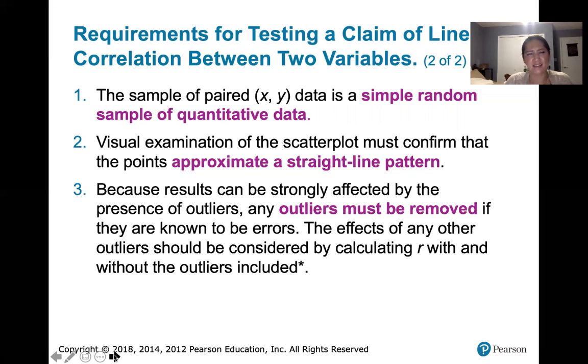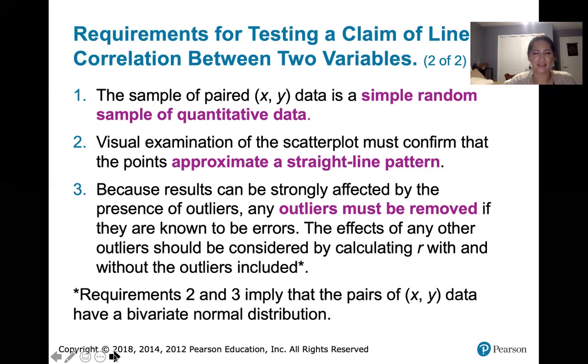And then because results can be strongly affected by the presence of outliers, as can be seen from that first formula, which deals with the number of standard deviations a particular value is above or below the mean, any outliers that are known to be errors must be removed before we calculate R. Now, if you have any outliers and they're not known to be errors, we should consider those separately. We should compute R with and without the outliers and make decisions based on the two values of R that we get in those cases.